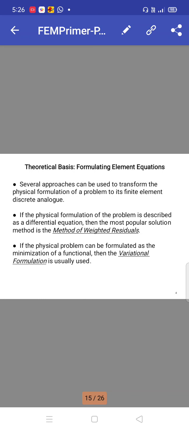Theoretical base. Several approaches can be used to transform the physical formulation of a problem to its finite element, discrete analog. If the physical problem is described as a differential equation, then the most popular solution method is the method of weighted residuals. If the physical problem can be formulated as minimization of a functional, then variational formulation is used.